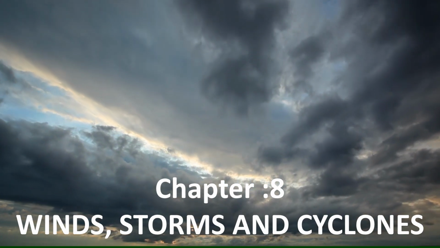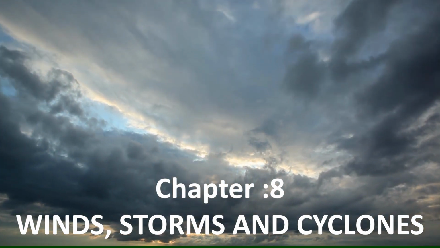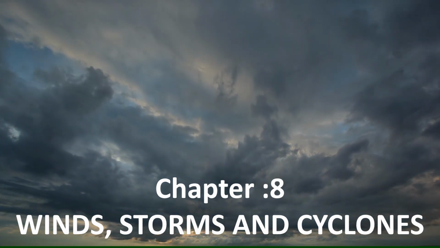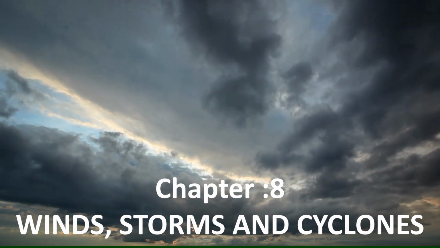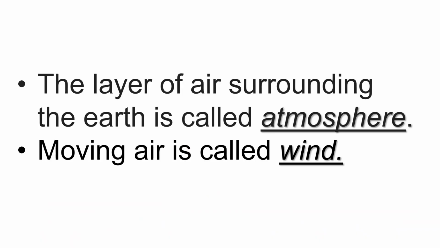Today we are going to study a new chapter, that is Chapter 8, Winds, Storms and Cyclones. We live on the earth which is surrounded by air. The layer of air surrounding the earth is called atmosphere. The moving air is called wind. It is formed by the heat of the sun, or it may be said that unequal heating of different parts of the earth forms wind.